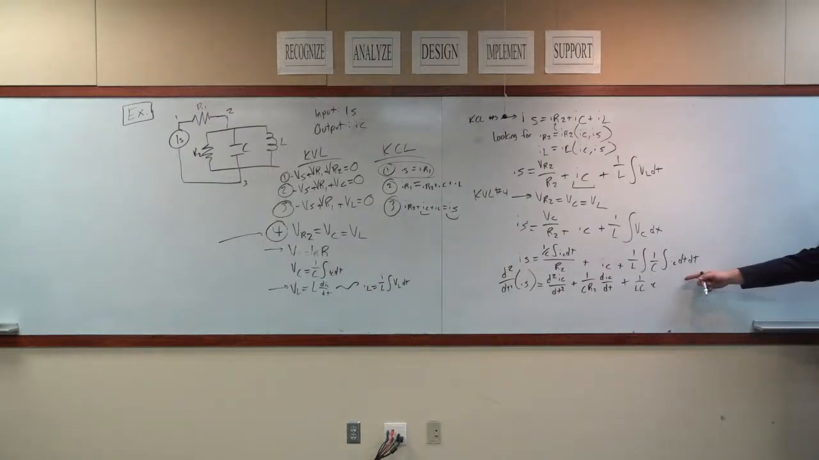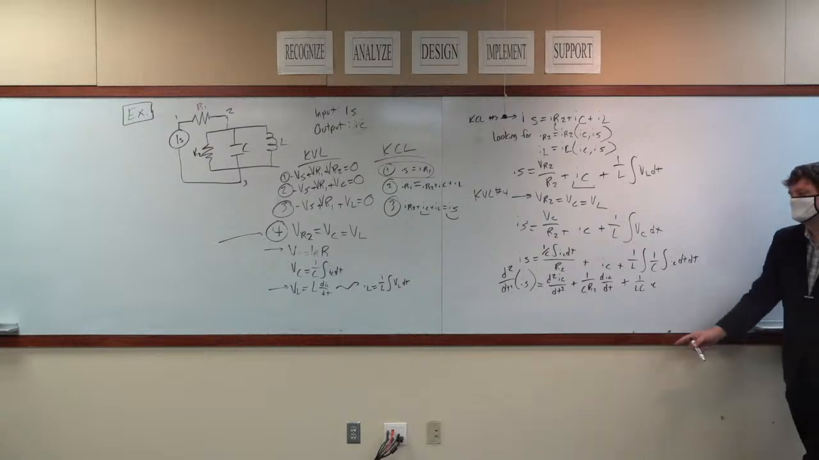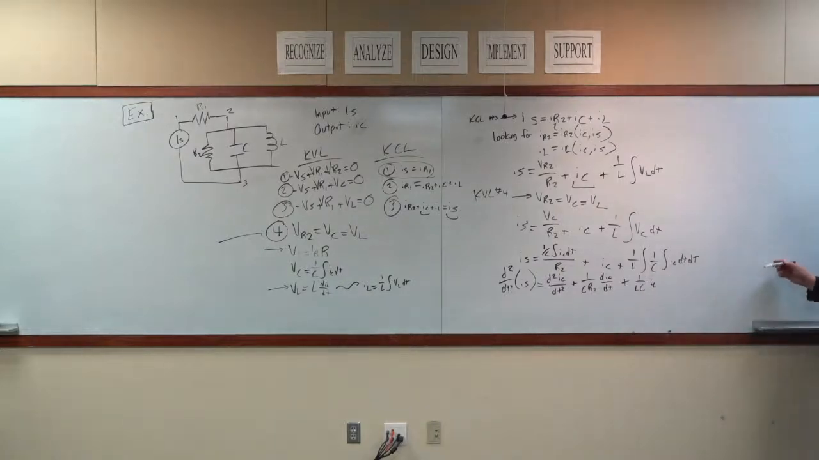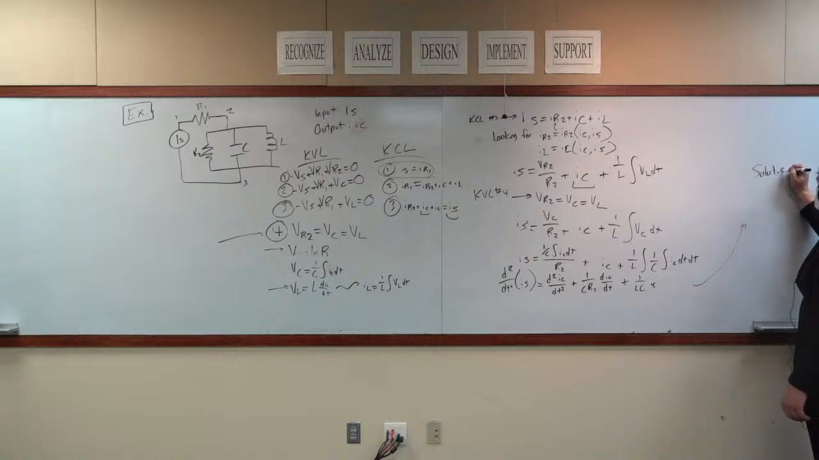We only have IC as a variable on this side. We only have IS as a variable on this side. The solution to this will look like this. IC is equal to IC as a function of IS.